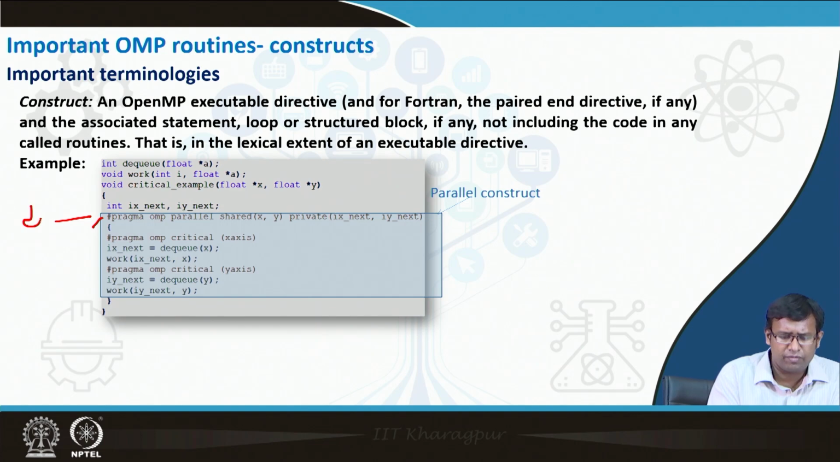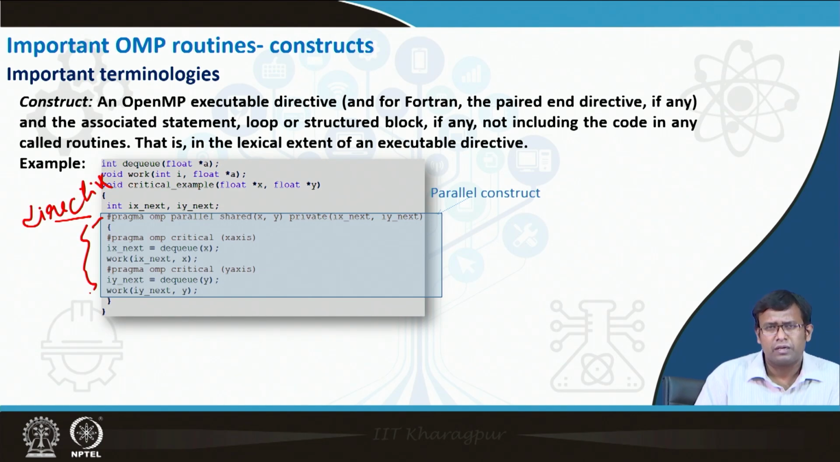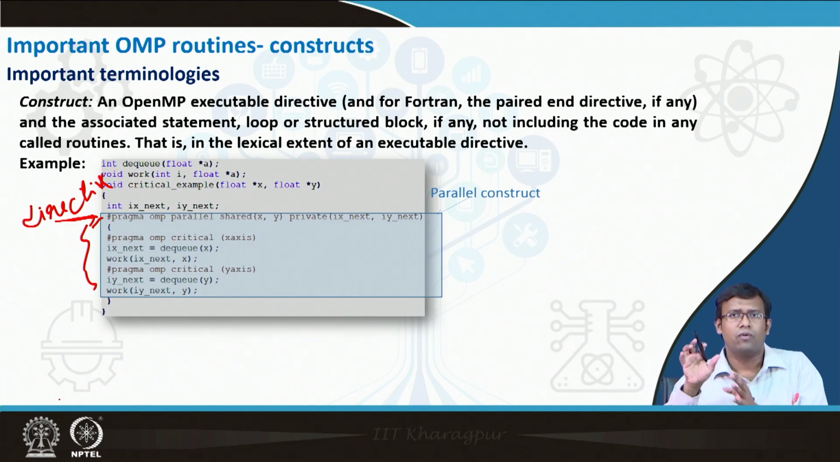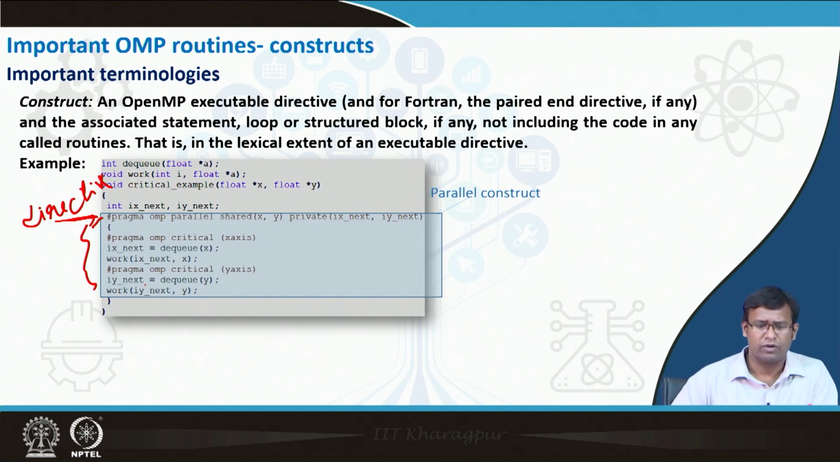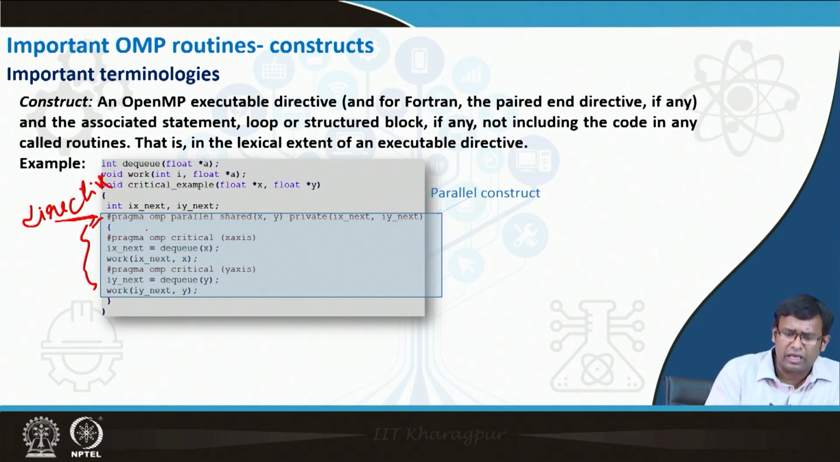This line is the directive, and the directive plus the associated structured block of code is called the parallel construct. That means when I try to execute this line, the entire construct will be executed. However, if we write a function, say work, and call it, what is inside the function is not part of the construct. Only these lines are part of the construct.